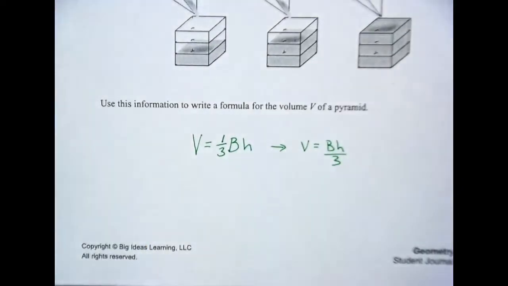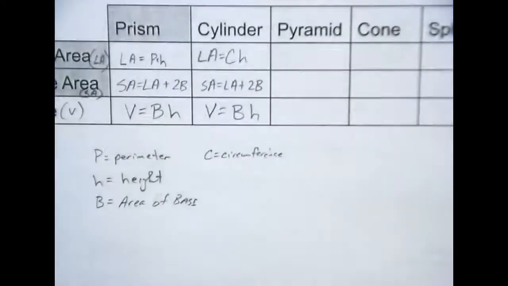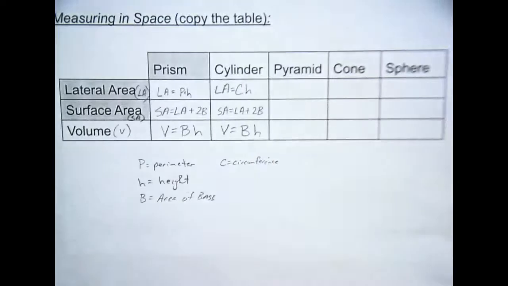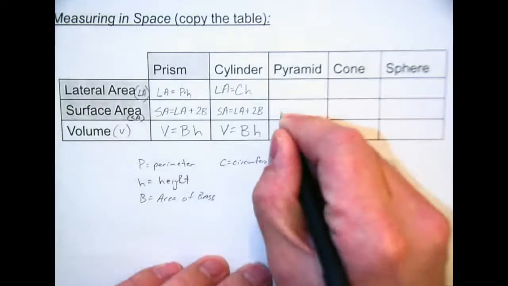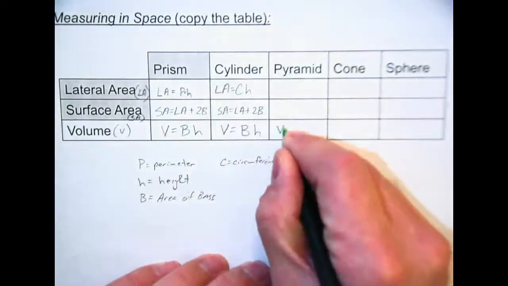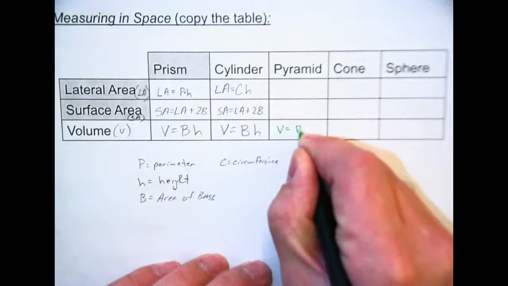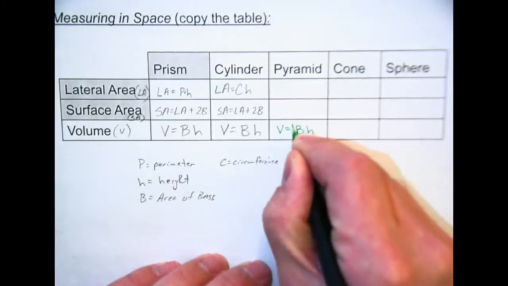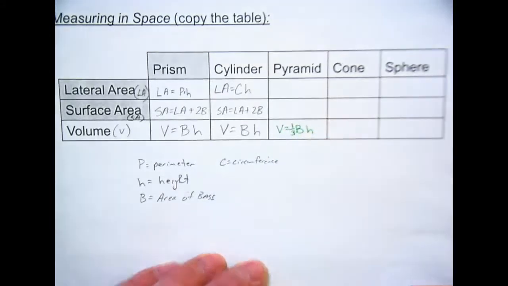Okay, so you have your sheet here. On this sheet, we can fill in another piece. Volume is base times height, but now it's just 1/3 of it. That's for a pyramid.